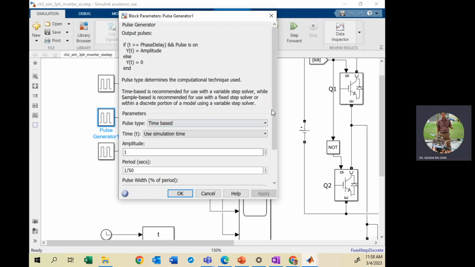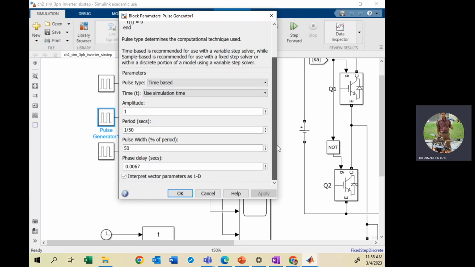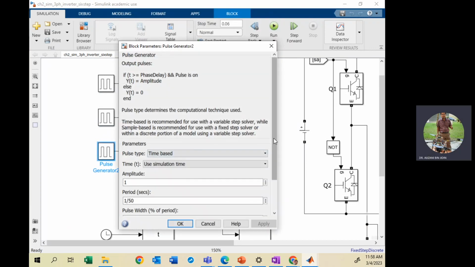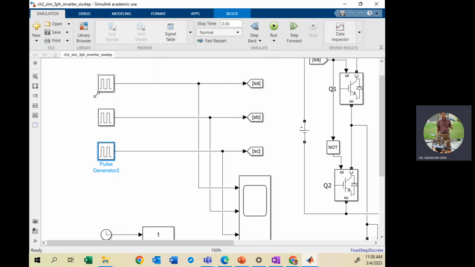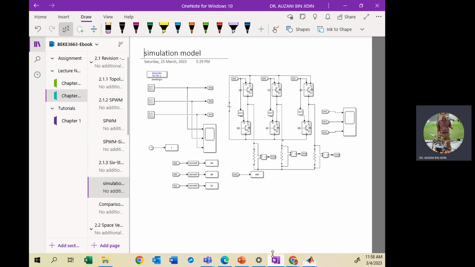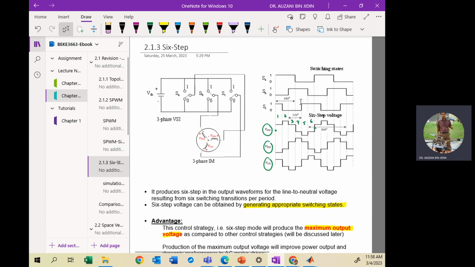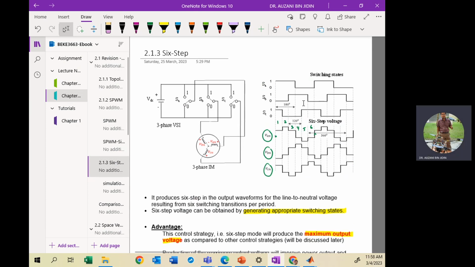This one has the same amplitude, same period, same pulse width, but the delay is 1/3 of the cycle, 50 Hz. So same goes for here. Actually you can design the switching state waveform by referring to this waveform. If you understand how to sketch the waveform, then there will be no problem for you to construct the simulation model. You just refer to this graph, the waveform.